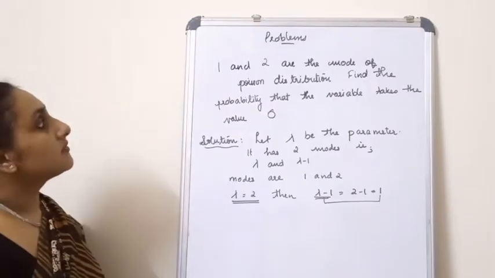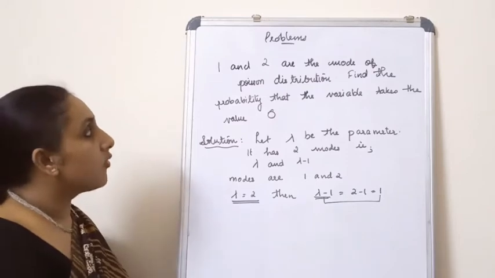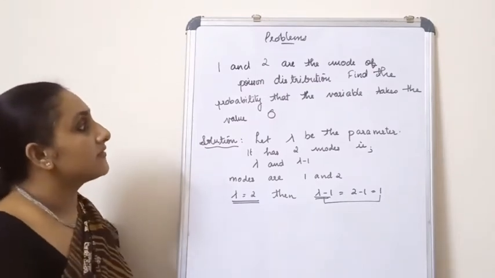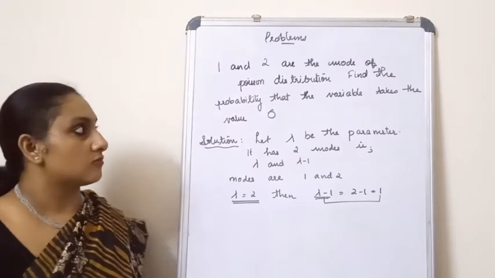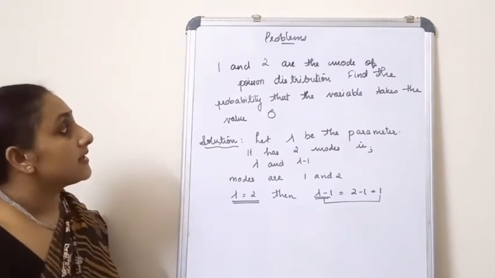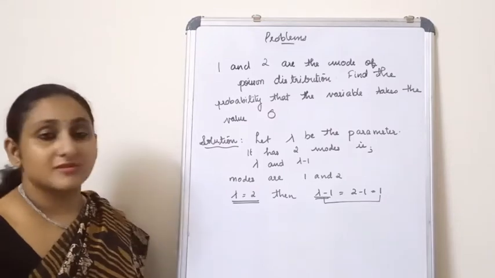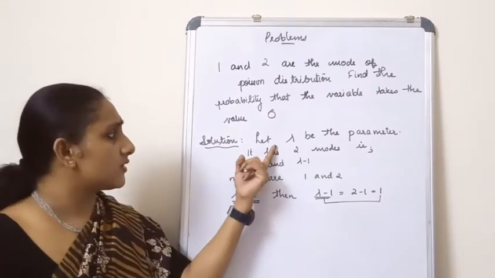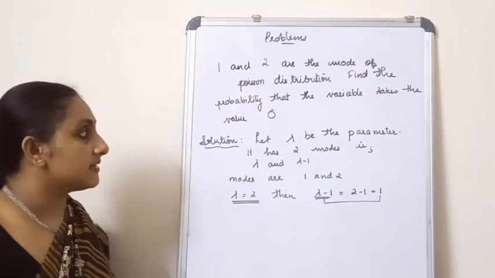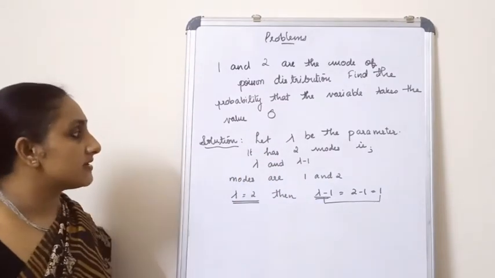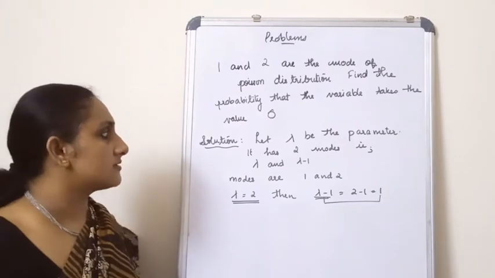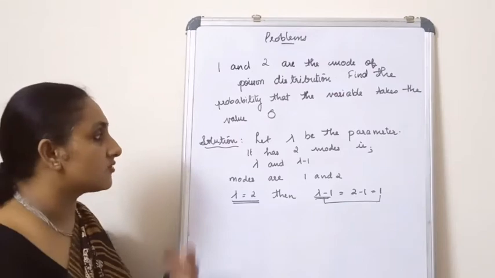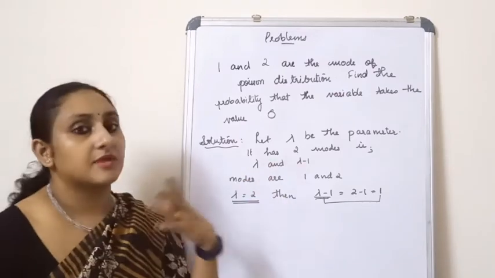The next problem: 1 and 2 are the modes of a Poisson distribution. Find the probability that the variable takes the value 0. Now, this problem is concerned with the Poisson distribution. So let lambda be the parameter, and from the question we have that it has two modes. We have studied that in the Poisson distribution we have two modes, and they are lambda and lambda minus 1.